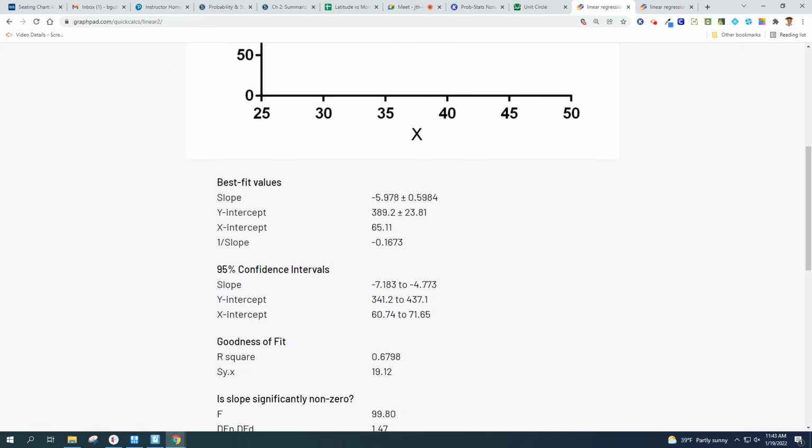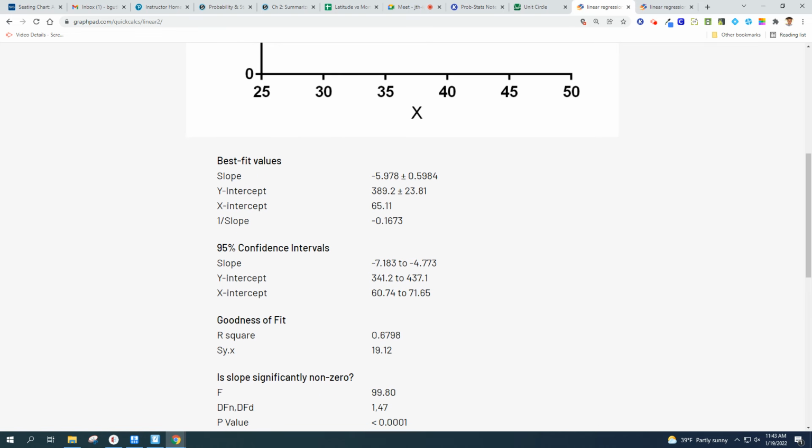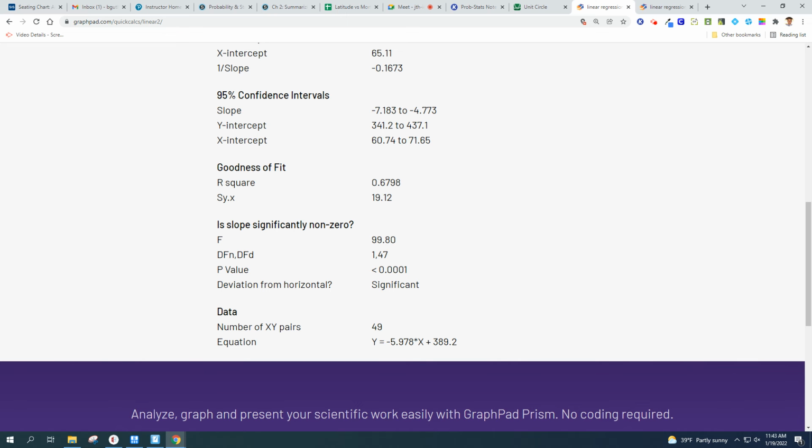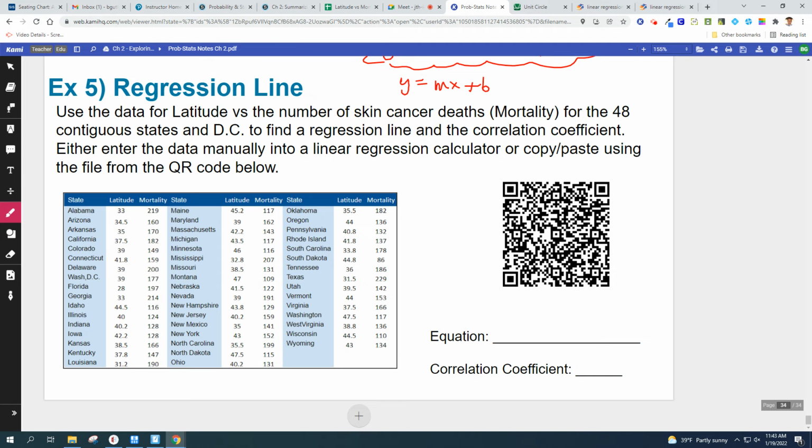That's what that says. What do we have to do? Come up with the equation and the correlation coefficient. So the equation is easier. That's down there at the bottom. Okay, I'm going to write it in the backwards form that they give me. All right, this is mx plus b. I'm just going to flip it around and write it backwards. We'll talk more about y in a later lesson. But we've got y equals 389.2 minus 5.978x.